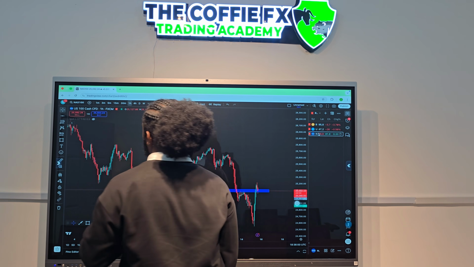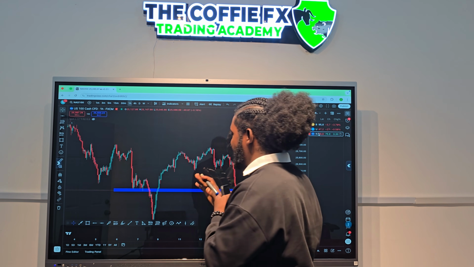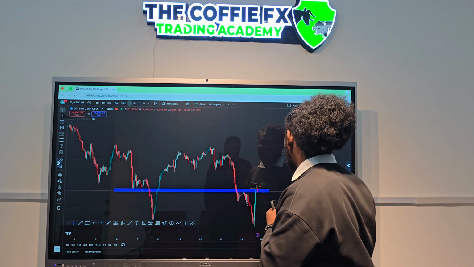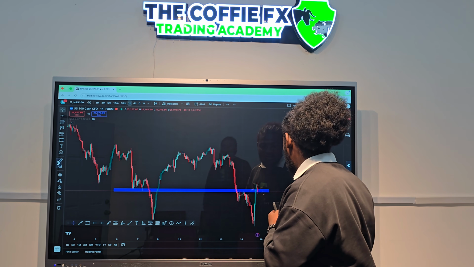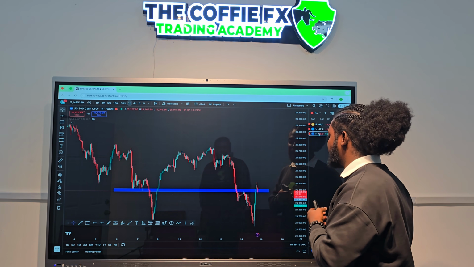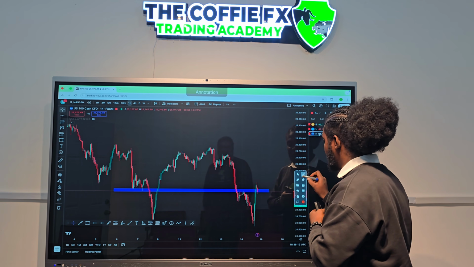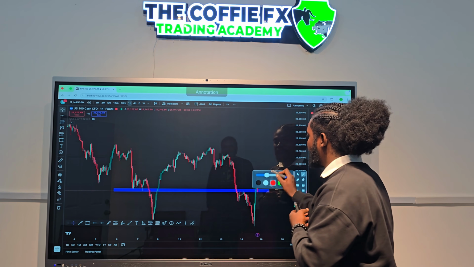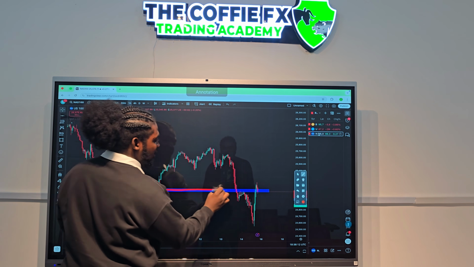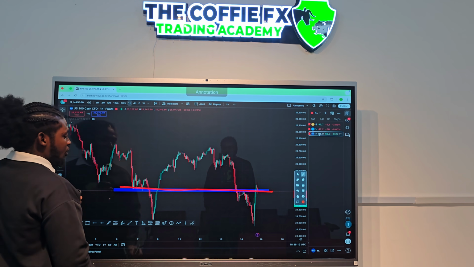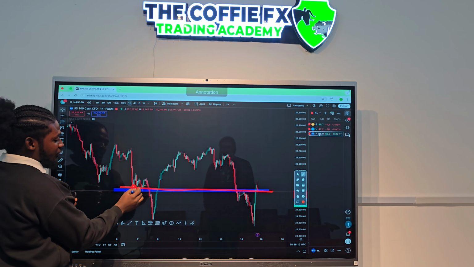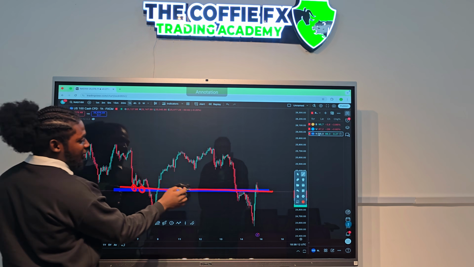Now this one was NAS 100, and you can see with the same format we went to the 1 hour time frame, guys. With NAS 100 you can see we had a level around this side. Good. You can see we had a level here in the 1 hour time frame. You can see the reaction of price anytime it gets to this level.